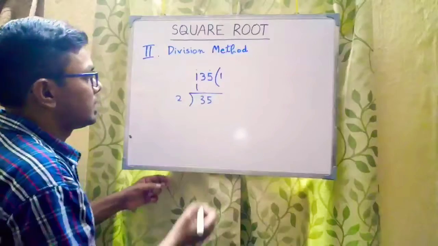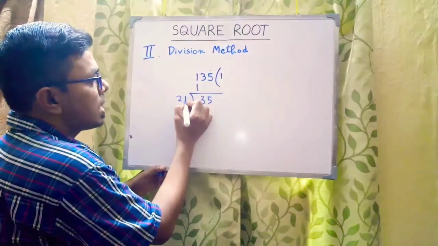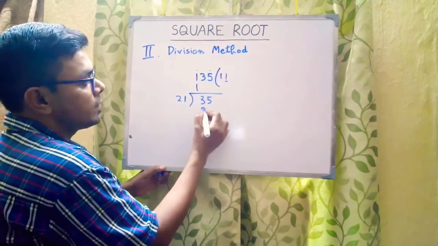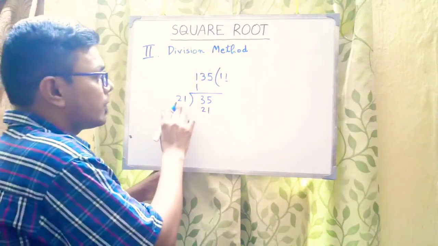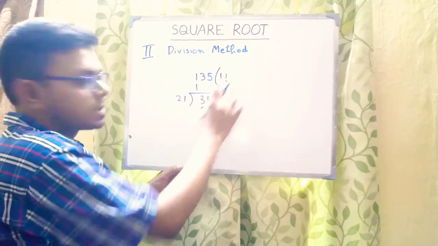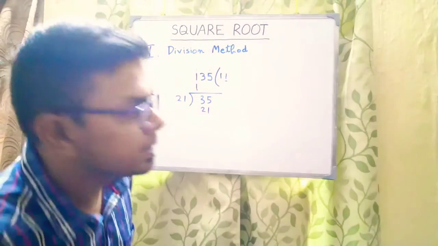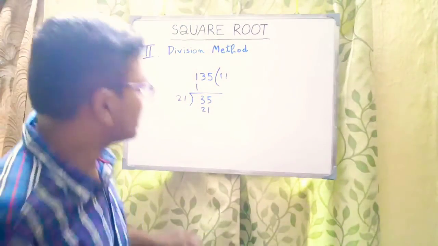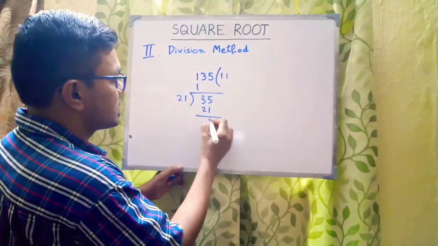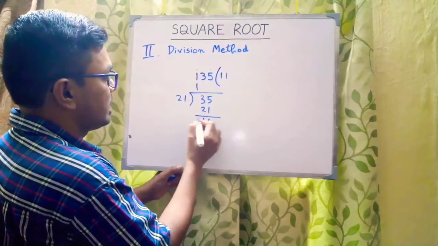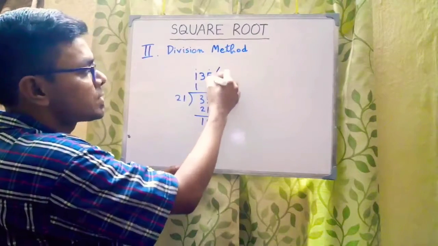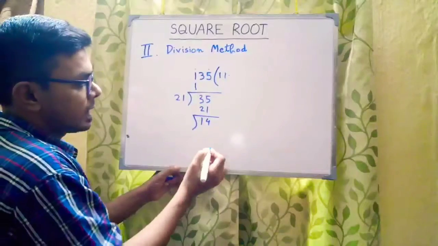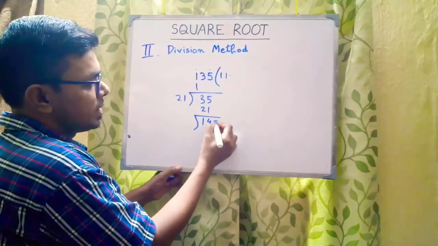Now we see, if I put 21 into 1, that would give 21. If I would have put 22 into 22, that would have been 44, which would have been greater than 35, so I'm not doing that. So we are left with this, and we do the subtraction, 14. Now there are no more digits to be brought down, so what we do is we put a point and bring 2 zeros over here.